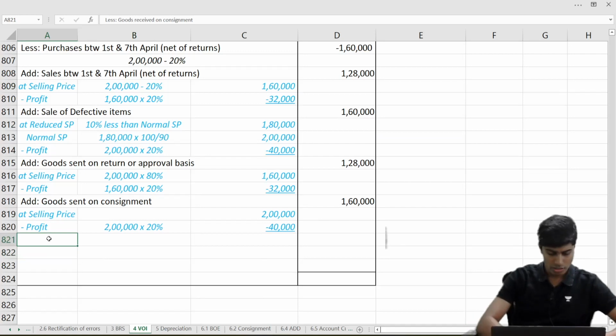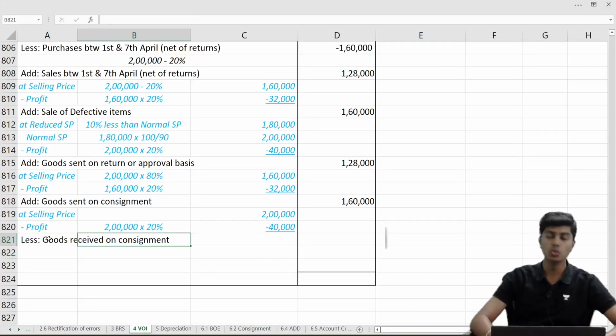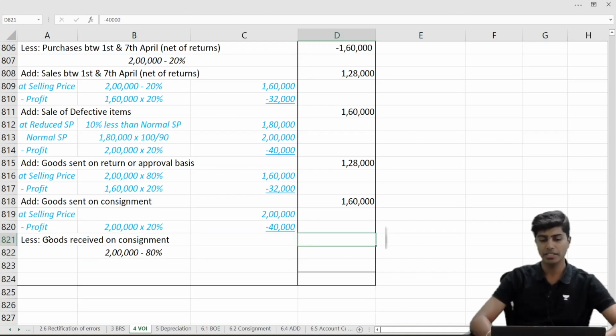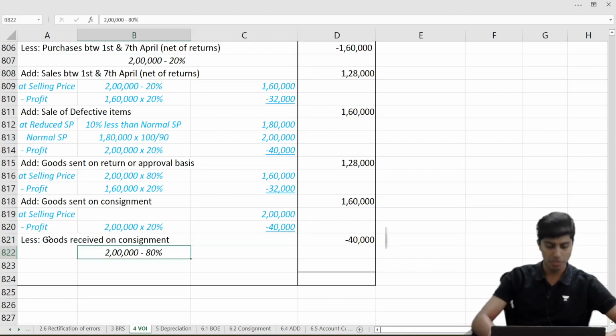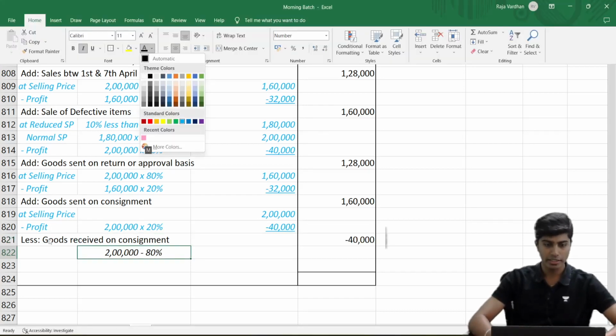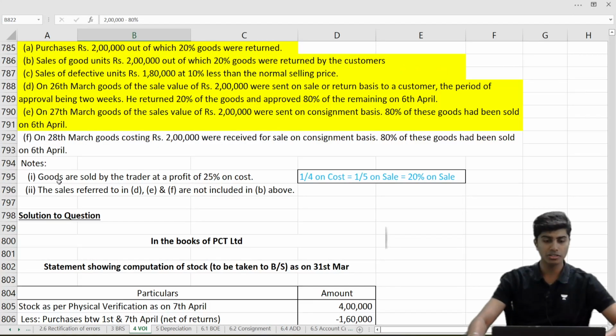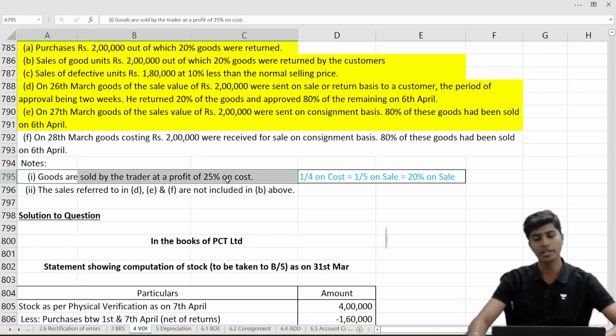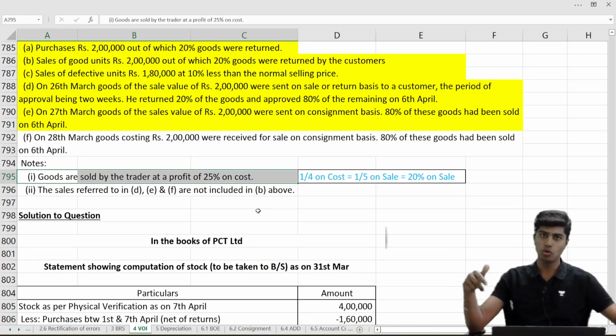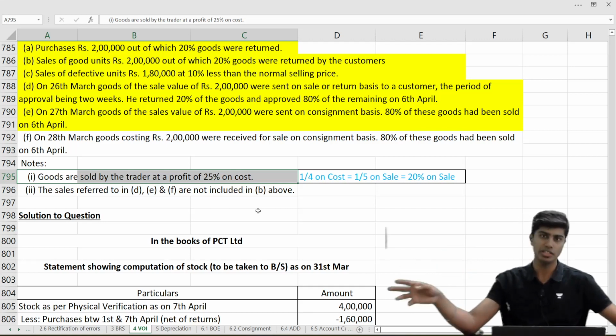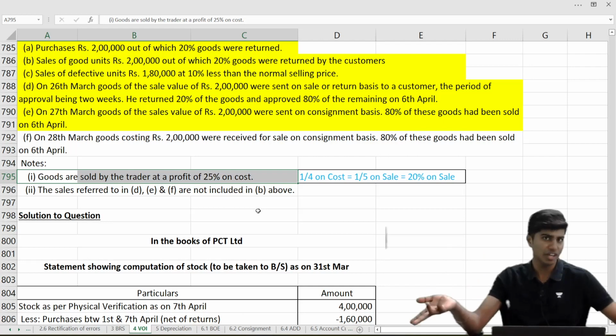You get that? So let's do less goods issued on consignment. How much? 2 lakh minus 80%, which is 40,000 rupees. This has to be deducted, and I will deduct this. And that is the end of the question. Number one, they've told goods sold by trader is at profit of 25% on cost. That is 1 by 4 on cost, which means 1 by 5 on sale. 1 by x on cost is 1 by x plus 1 on sale. That's what we adjusted at 20%.